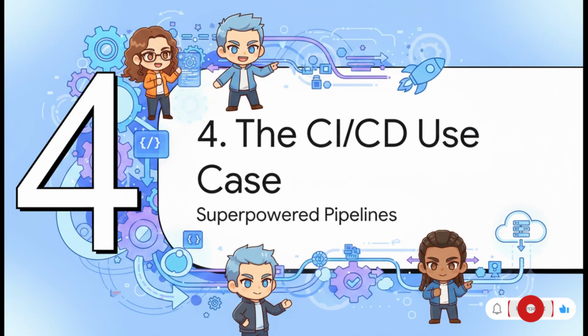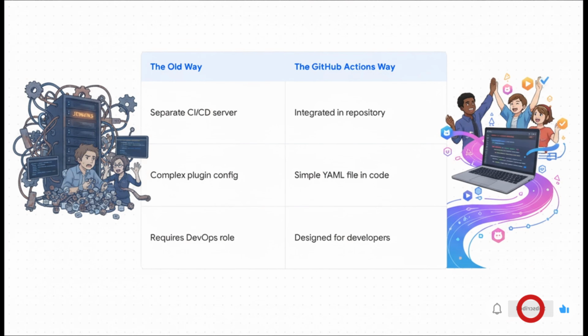Okay, now that we know the building blocks, let's see how they come together for the most popular use case, building a full-blown CI/CD pipeline. This is where GitHub Actions really flexes its muscles. And the difference between the old way and the GitHub way is just night and day. Before, you probably had a separate Jenkins server, a nightmare of plugins to manage, and maybe even a dedicated person to handle it all. With Actions, it's totally integrated, it's configured with a simple text file that lives right there with your code, and it's built for developers to own themselves.